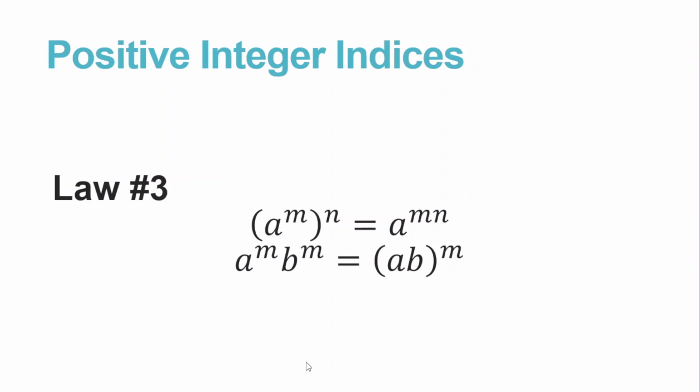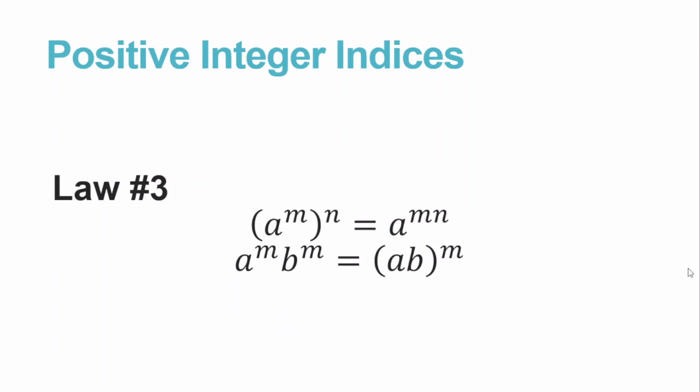So A, B, and you just combine them. For example, if we have x cubed, y cubed, you're going to combine x and y and have the same exponent on that. It's just a way of simplifying it so that it can easily be solved.